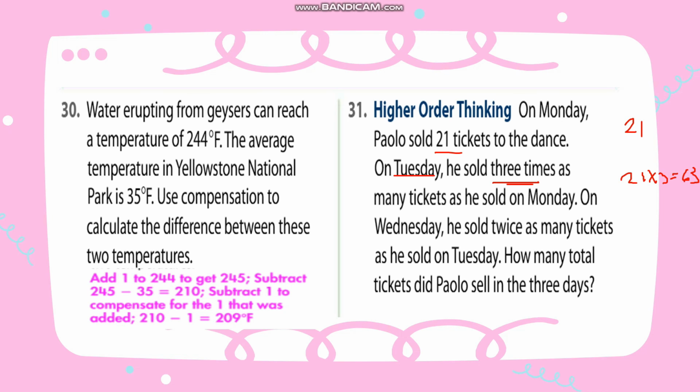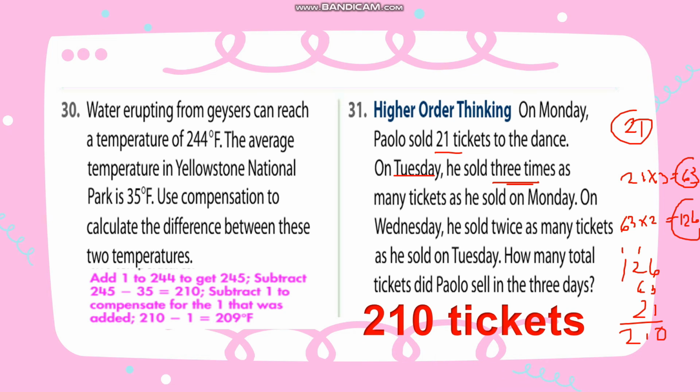So that was Tuesday. Wednesday, he sold twice as many tickets as he sold on Tuesday. So Tuesday is 63 and it is twice. So 63 multiplied by 2 is equivalent to 6, then 12. So 126. So what is the total? You just simply add 126 plus 63 plus 21. This becomes 10, regroup 1. 6, 8, 9, 10, 11, regroup 1. And 2. So the answer is 210 tickets.